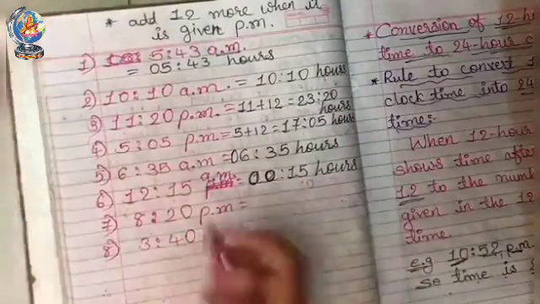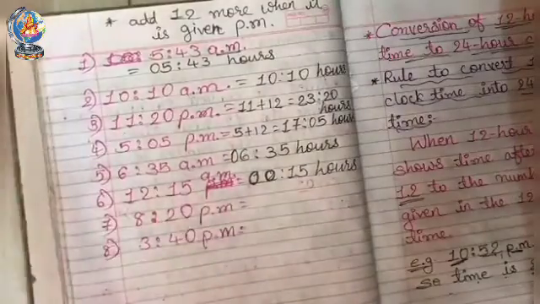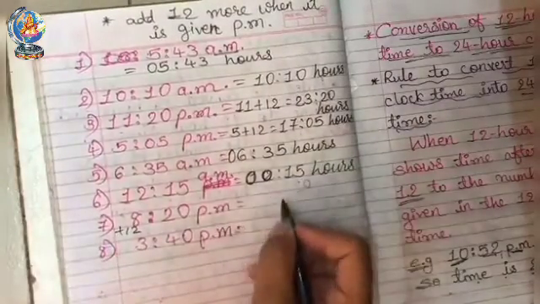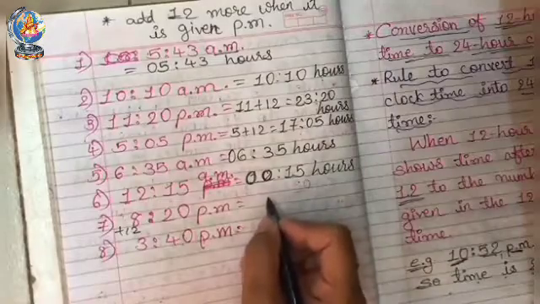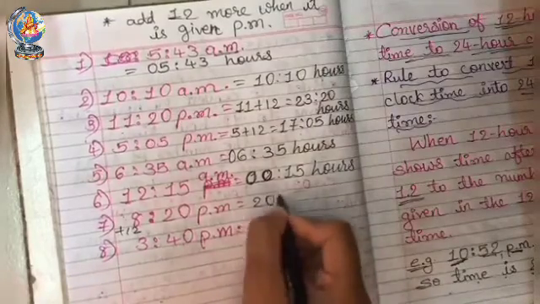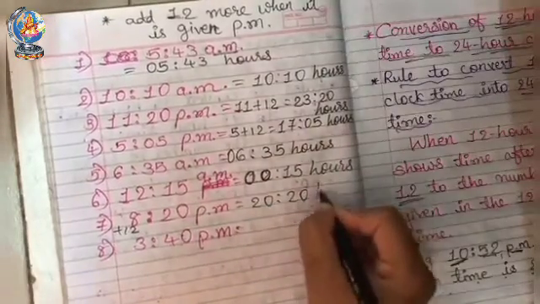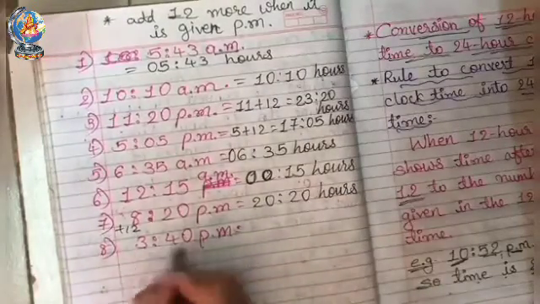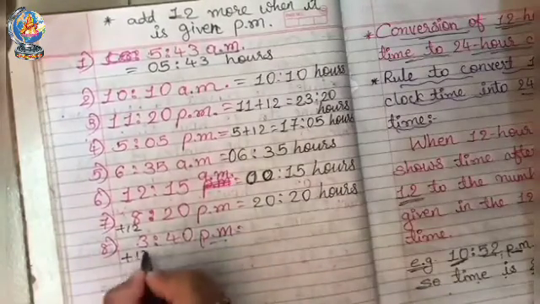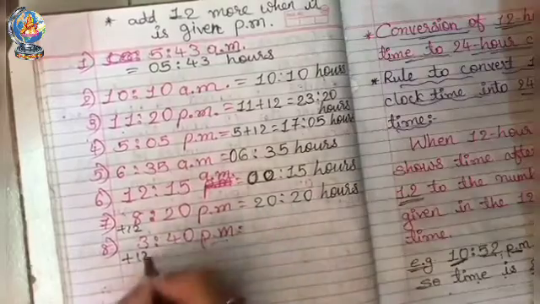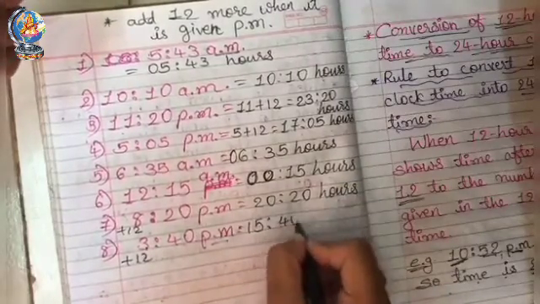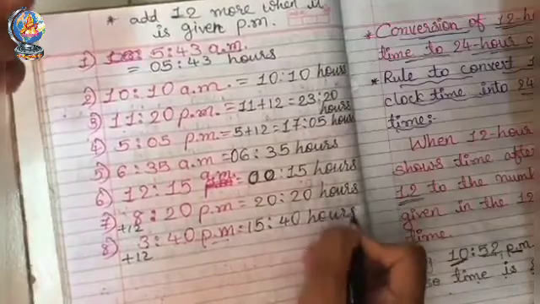8:20 PM. So 8 plus 12 more. 8 plus 12 will be how much? 20, right? 20:20 hours. 3:40 PM. So PM is there. So plus 12: 3 plus 12, 15, and 40 as it is. So it will be 15:40 hours. Is this clear, everyone?